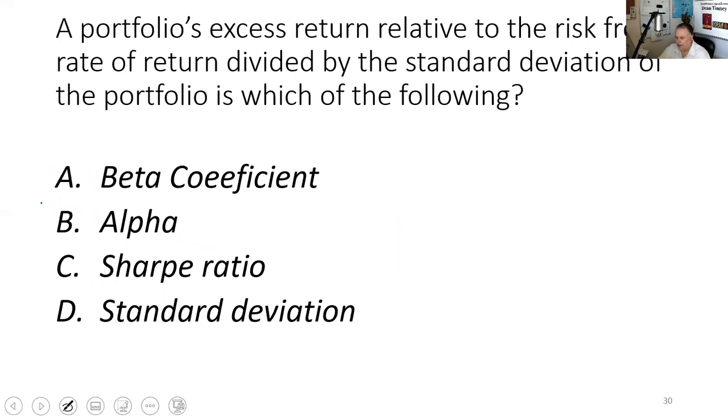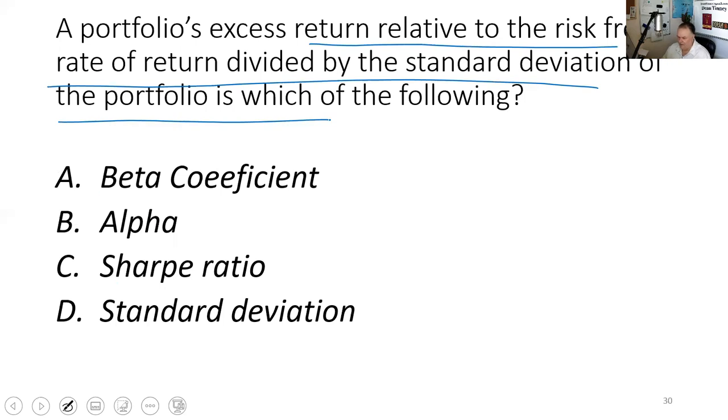A portfolio's excess return relative to the risk-free rate of return divided by the standard deviation. Woo! Again, I'm not asking you to do this. I'm asking you to recognize it. By the way, once they say this, well, it can't be that one, right? Because it's just telling me I'm going to divide that number. So that's not the answer. I should be able to eliminate this, because I'm looking here at risk-free return divided by standard deviation of the portfolio. That's not that.